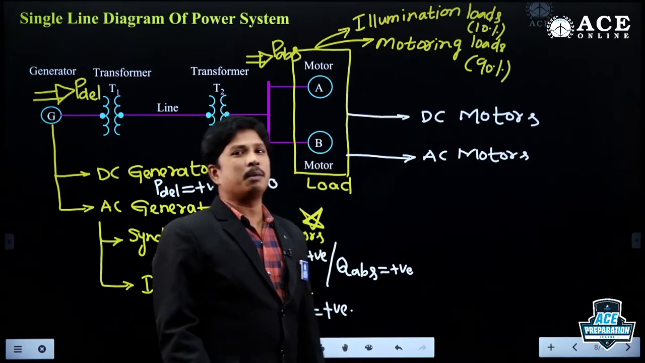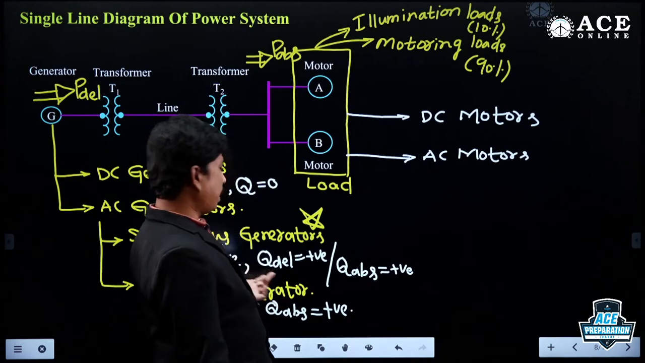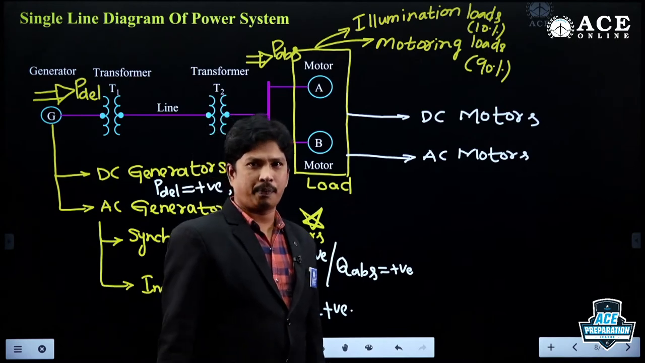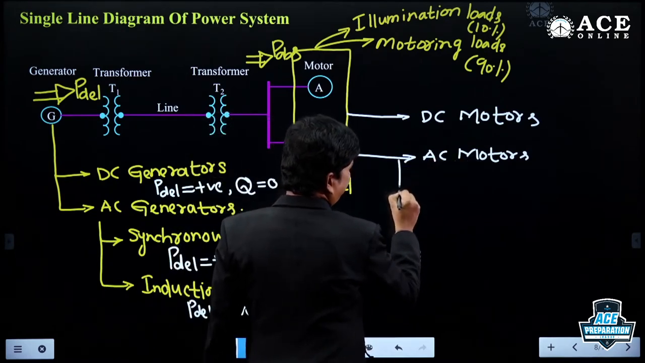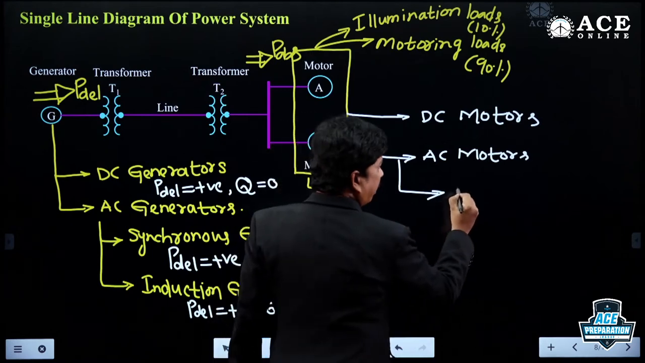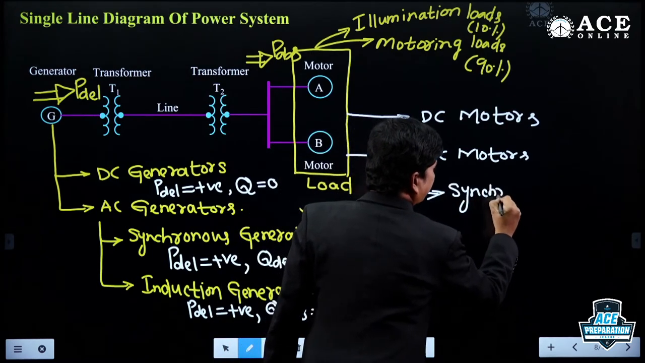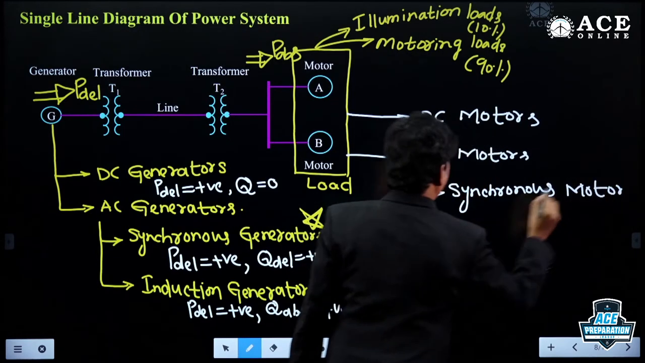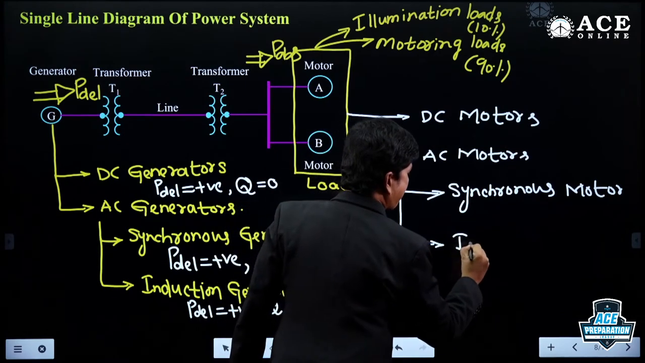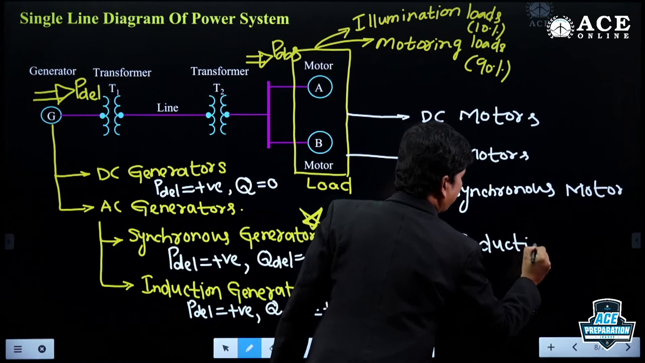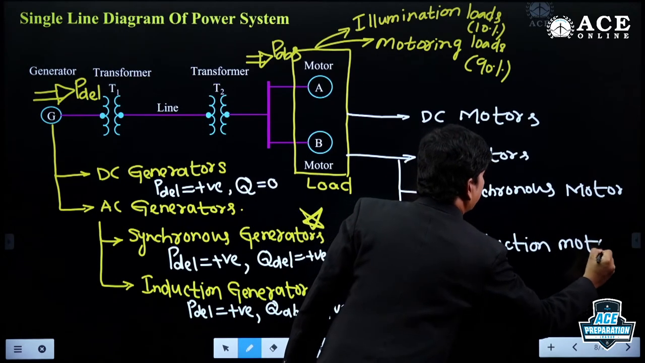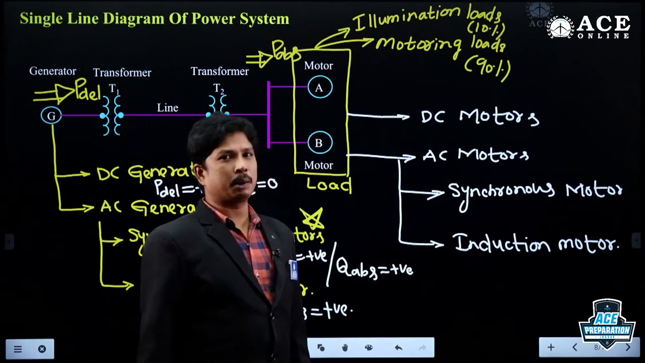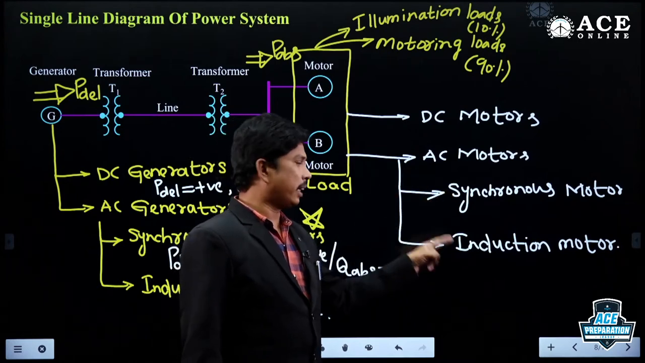And again, what are the types of AC motors? There are again two types of AC motors, similar to that of AC generators. What are those? Constant speed motors and variable speed motors. What are the AC motors we are having? Constant speed motor, which is nothing but the synchronous motor. And the other one is the induction motor. Constant speed and variable speed. Synchronous and asynchronous.